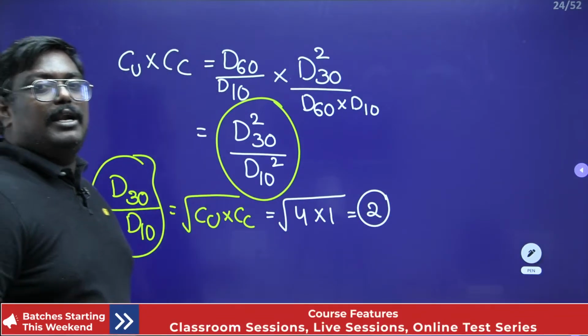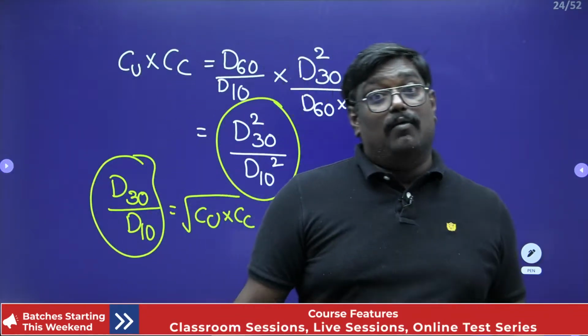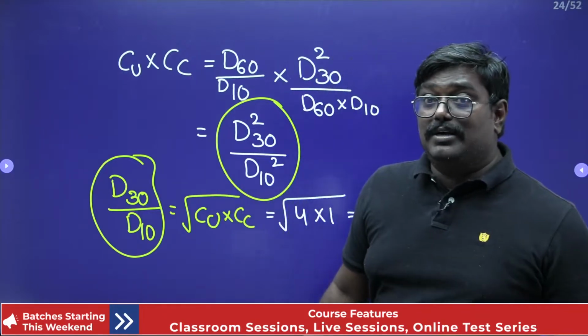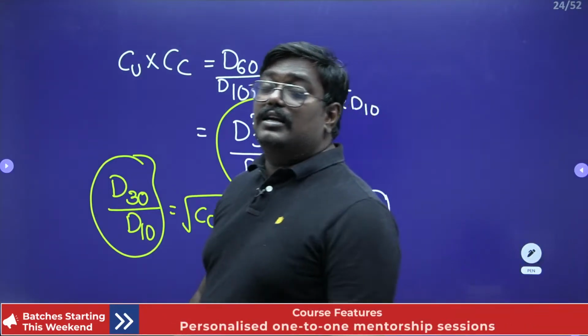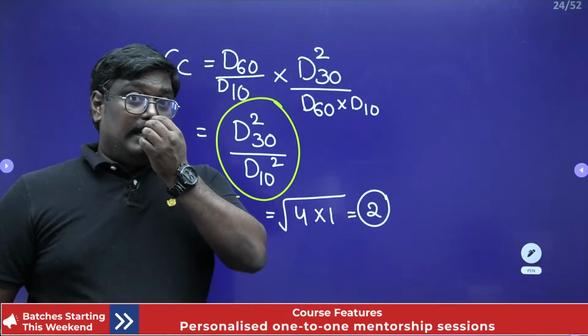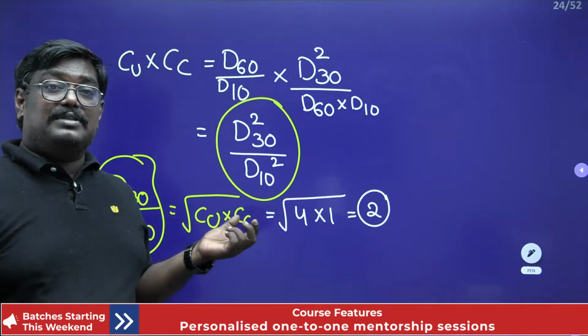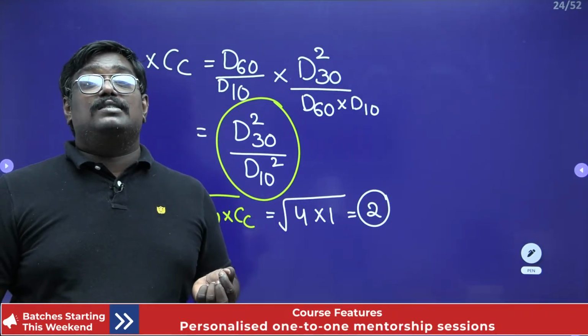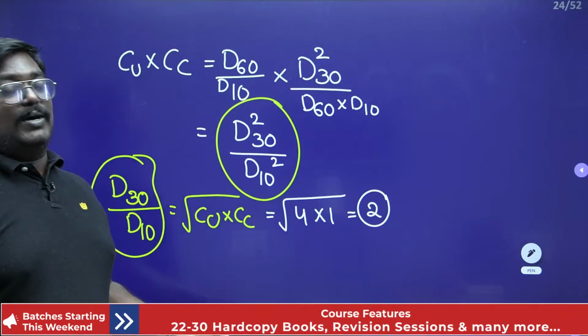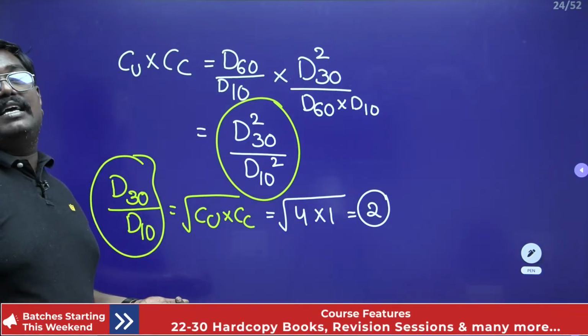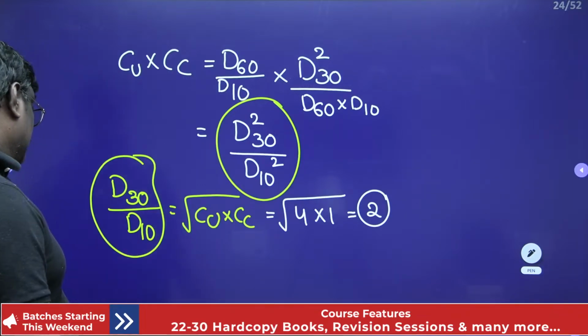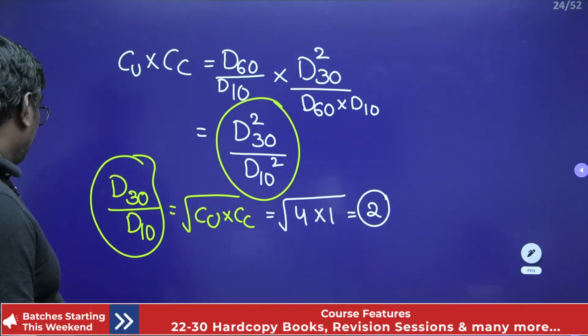It cannot be negative, sir. Don't think, sir, that square root means plus or minus 2. Never will the D30 and D10 values be negative. Why? Because what does D30 represent? It is the size of the sieve where 30% is passing. D10 means it is the size of the sieve where 10% is passing. So there is no point of negative there.